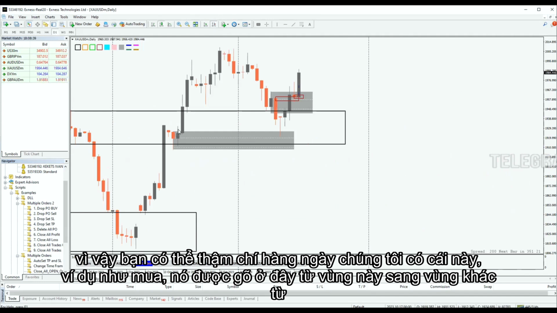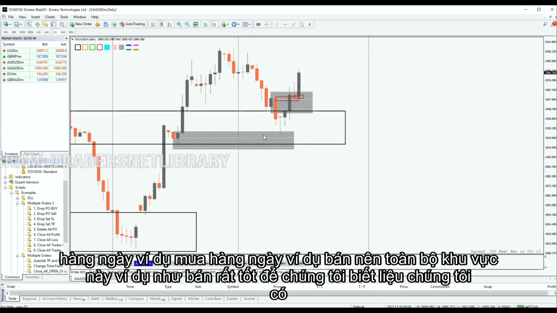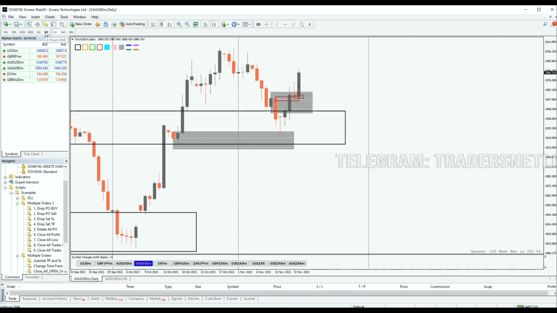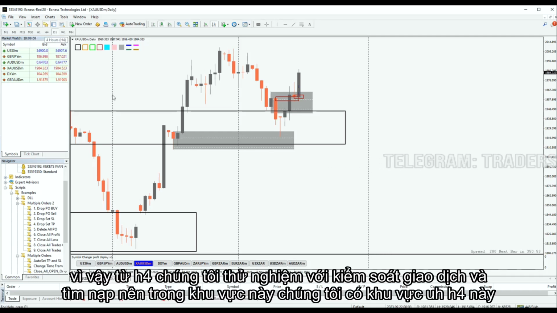As you can see, even on the daily, we had this EG buy. It was tapped here from zone to zone, from daily EG buy to daily EG sell. So this whole area is EG sell. For us to know whether we are buying or selling from this daily zone, we need to focus on H4 and H4 only. So from H4, we play around with trade control and fetch.